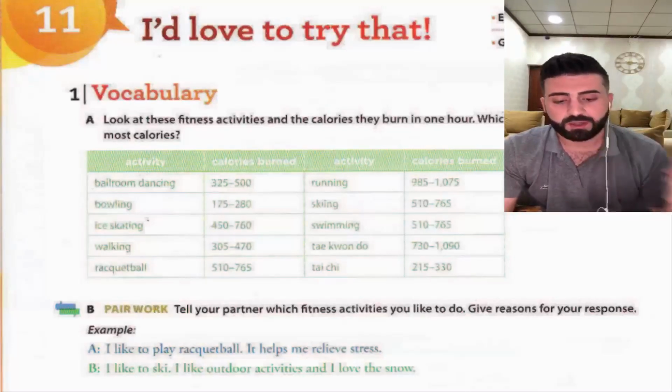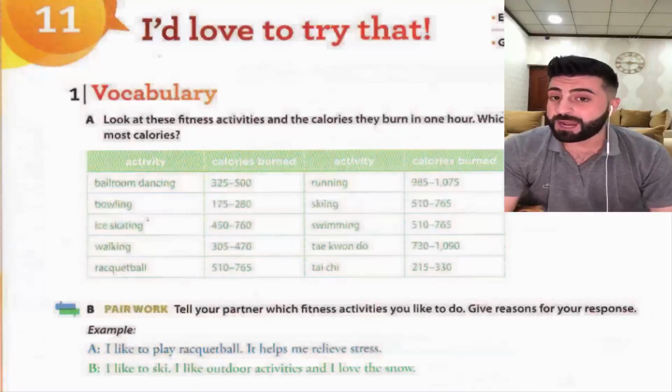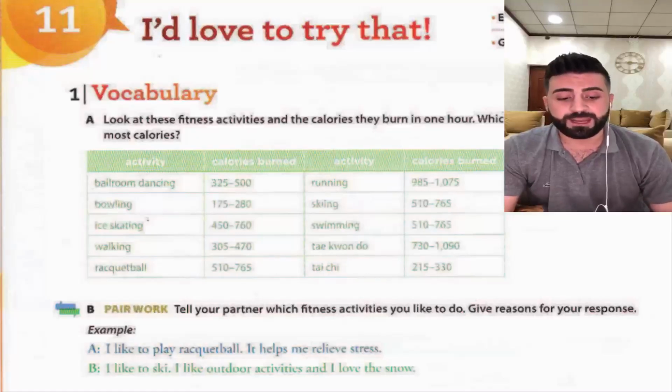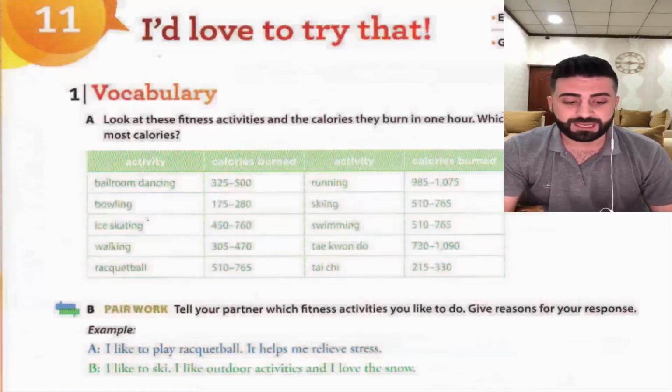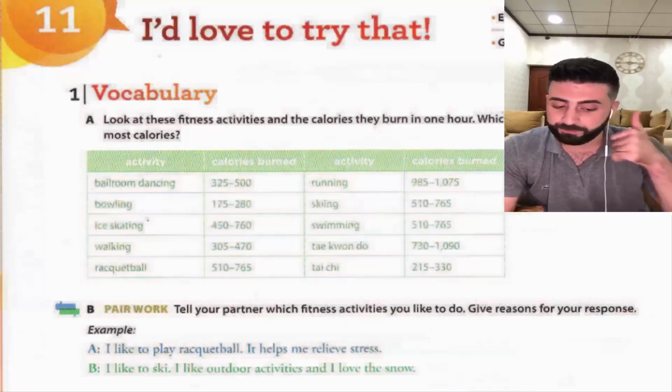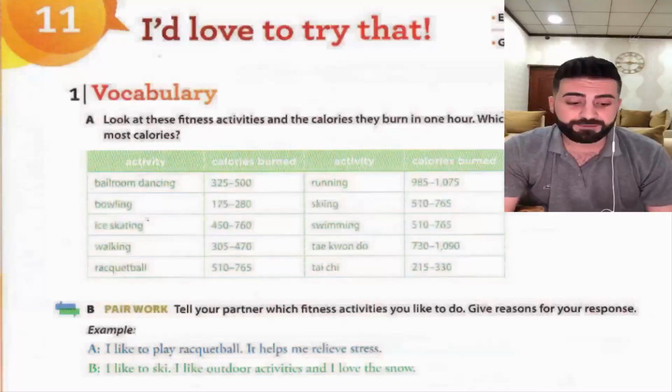510 to 765, okay. All right, then we have swimming. Swimming is one of the best. It's one of the best to burn calories. Swimming burns 510 to 765. 765. Awesome. Then we have taekwondo.